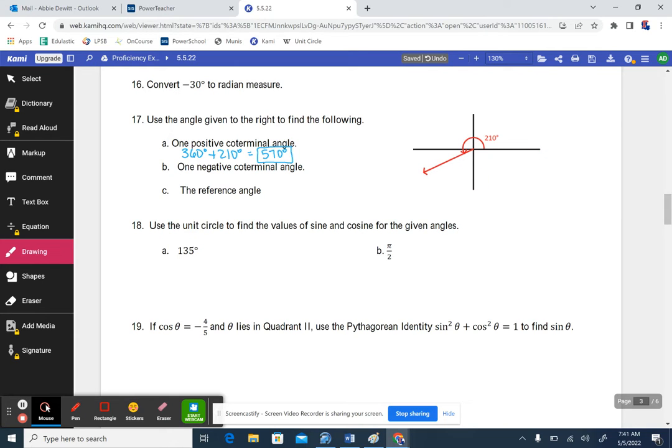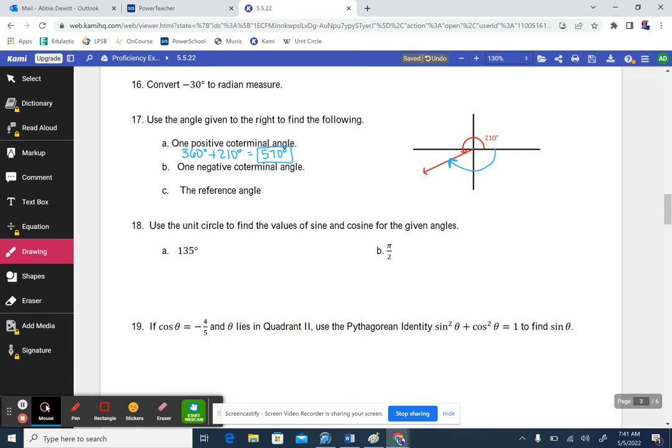If I wanted to measure that angle negatively, remember negative angles are when you rotate clockwise. So from the initial position, again, we're starting here in the initial position, and we're going to rotate clockwise. So from the initial position onto this angle, what is the measure of this angle in negative degrees?